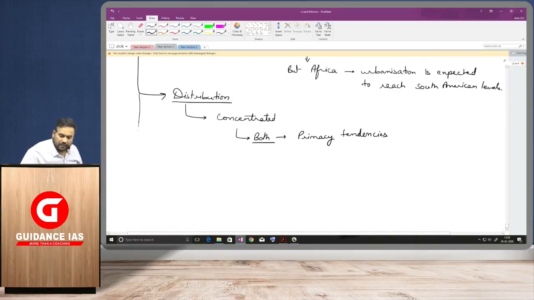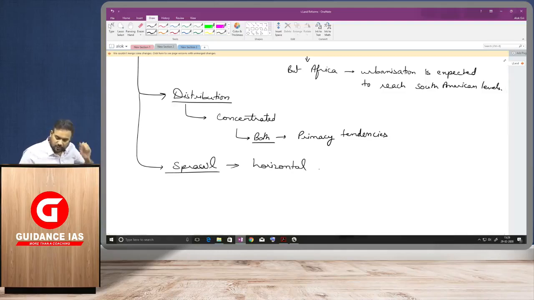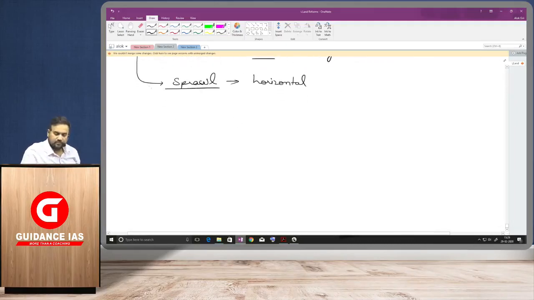If you look into here, the sprawl is mostly horizontal type of sprawl. British type of sprawl, or European sprawl, is seen very clearly. So this is one more characteristic of urbanization.